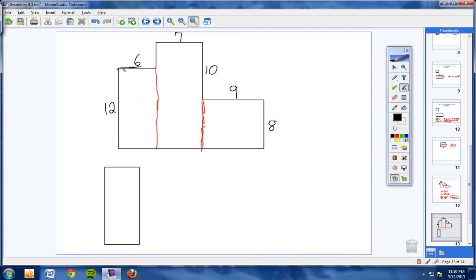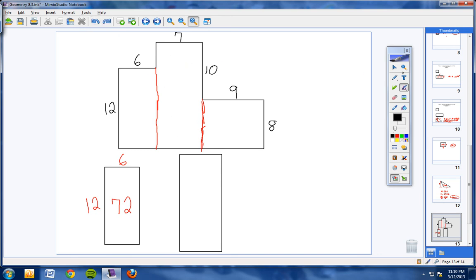Well, we see this right here is 6, so I'm going to put a 6 right here. And we see this side right here is 12, so I'm going to put a 12. And what's the area of this rectangle? 72. 6 times 12. Now, I'm going to draw this bigger rectangle right here. I won't have a lot of room, but that's okay. There. That's this rectangle right here.